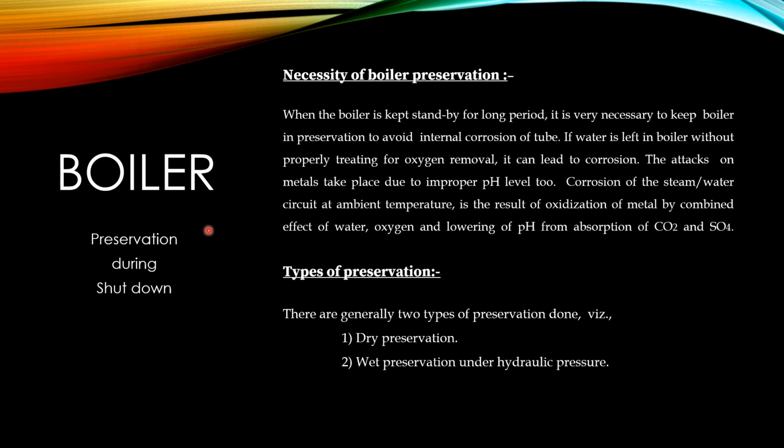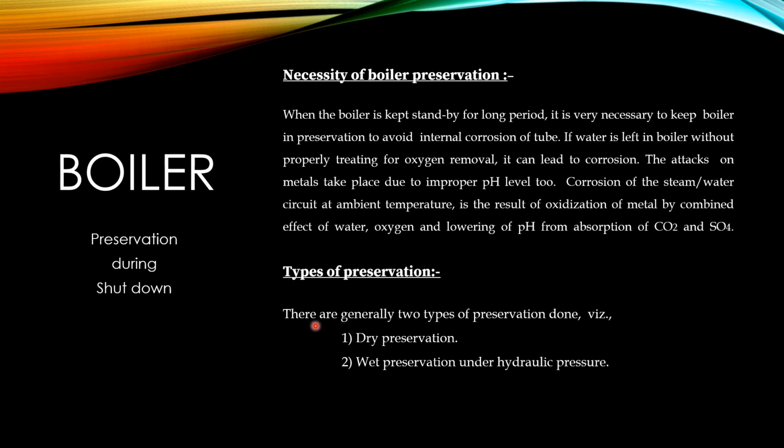Another important method used in boilers is preservation during shutdown. Necessity of boiler preservation: the boiler is kept standby for a long period. It is very necessary to keep the boiler in preservation to avoid internal corrosion of tubes. If water is left in the boiler without properly treating for oxygen removal, it can lead to corrosion. Attacks on metals take place due to improper pH level too. Corrosion of the steam water circuit at ambient temperature is the result of oxidation of metal by the combined effect of water, oxygen, and lowering of pH from absorption of CO2 and SO4.